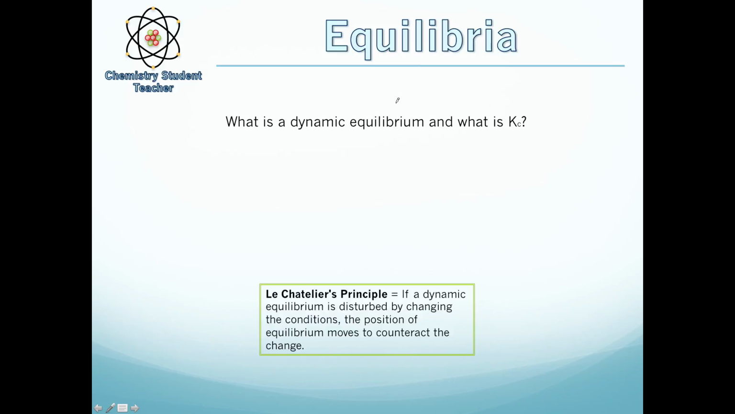So in this video we're going to talk about equilibria. So what actually is a dynamic equilibrium and what is the symbol Kc?